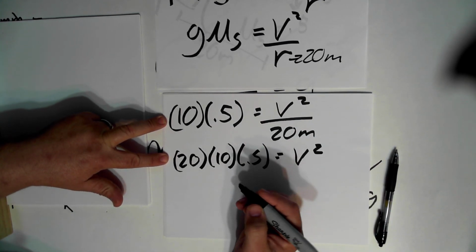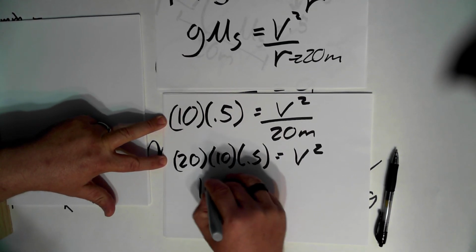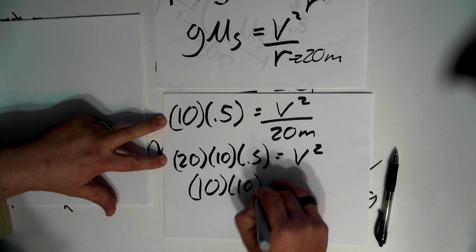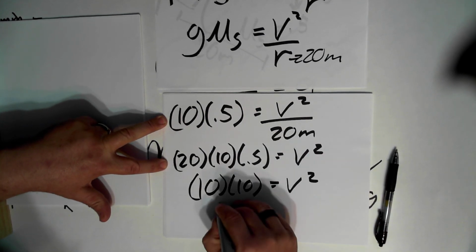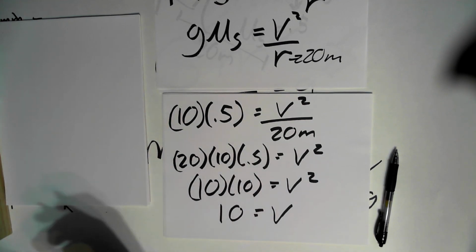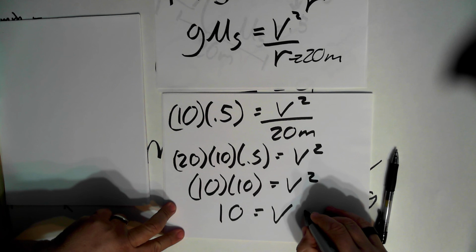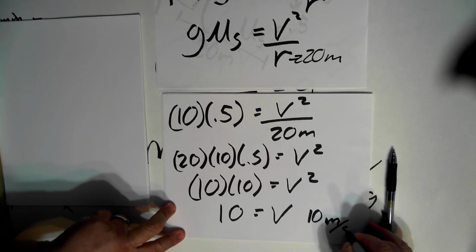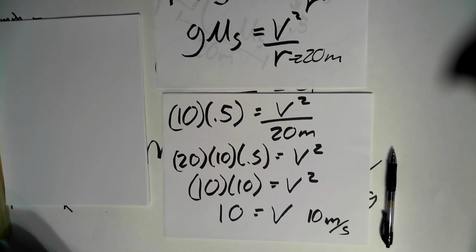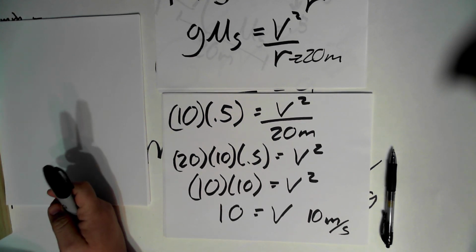And I'm going to do this really quickly. Half of 20 is 10, so I'm left with 10 times 10 is equal to v squared, or 10 is equal to v, which means that in this curve of 20 meters radius, a car can travel no faster than 10 meters per second without losing traction on the road. It can obviously travel slower than that, but no faster than that.